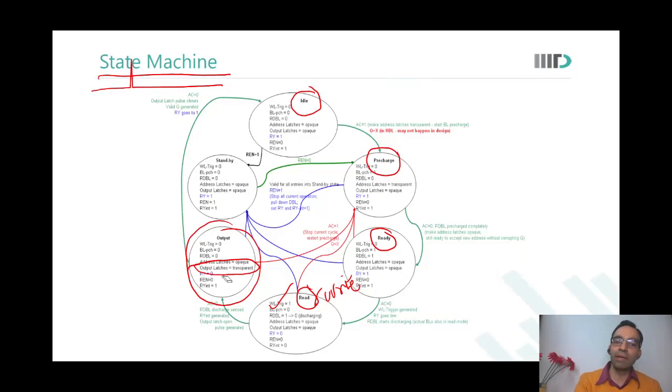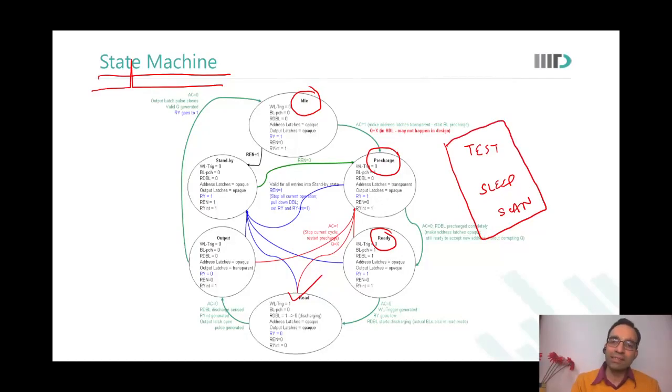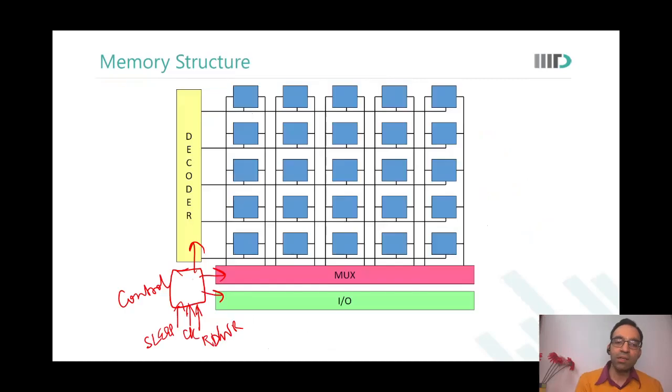And it could be in standby state, where the memory can't be accessed even if you give it a clock. It's not being used. And these are just a few representative states. There could be other states like test, sleep, or scan. So all these different states of operation of the memory are controlled by the control block over here.